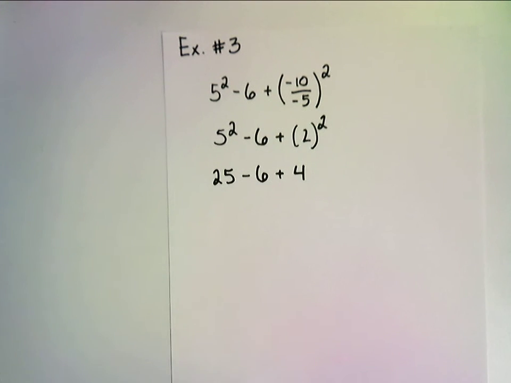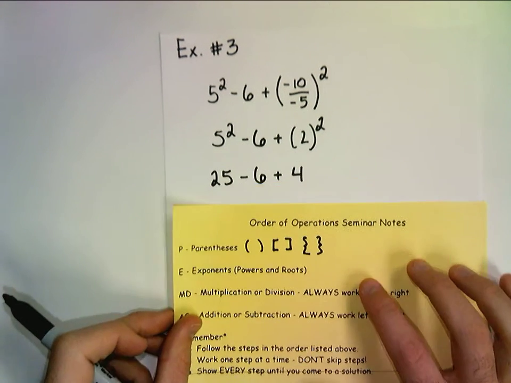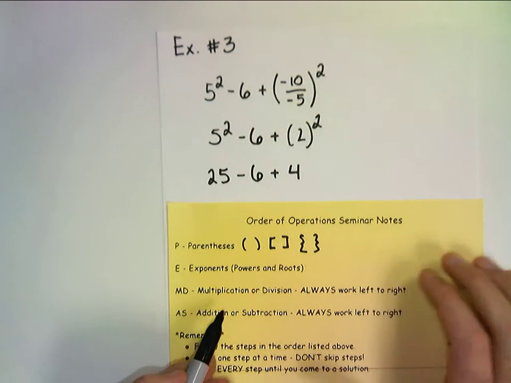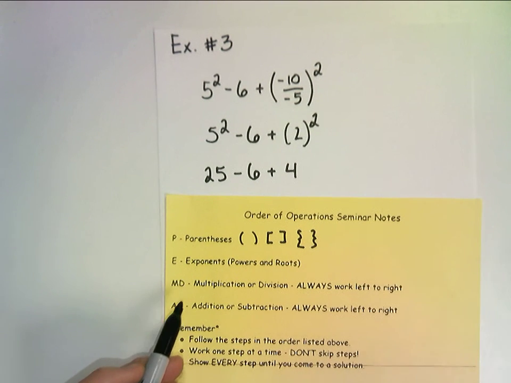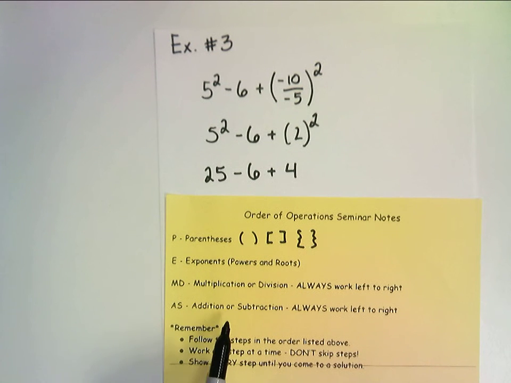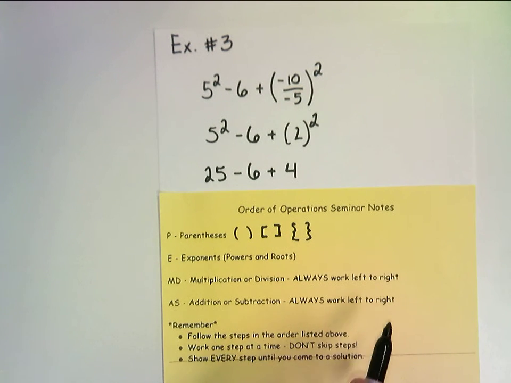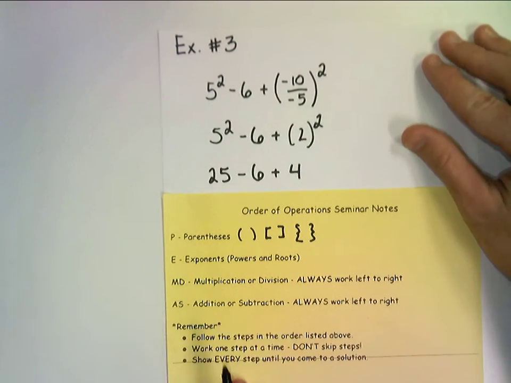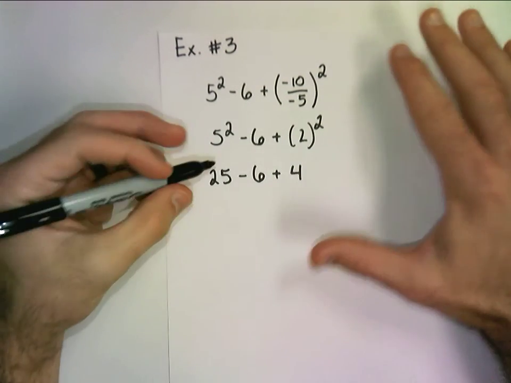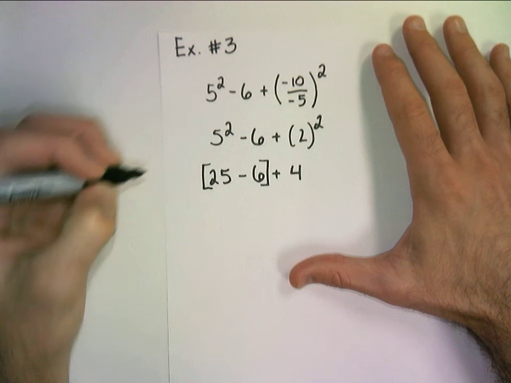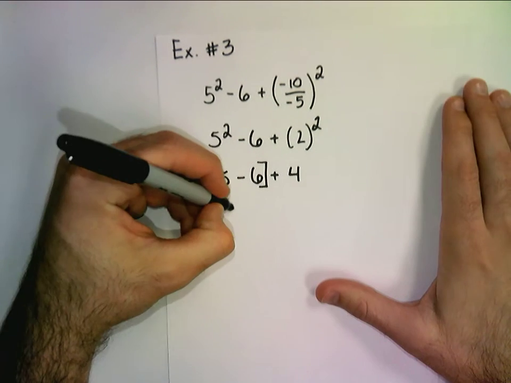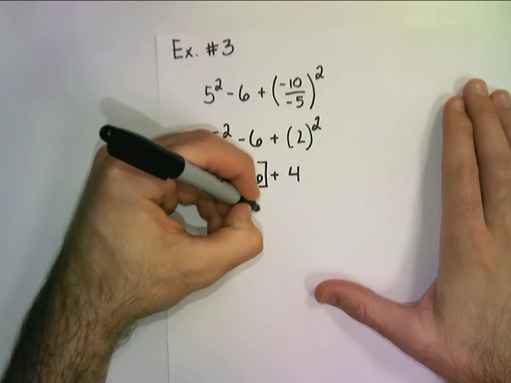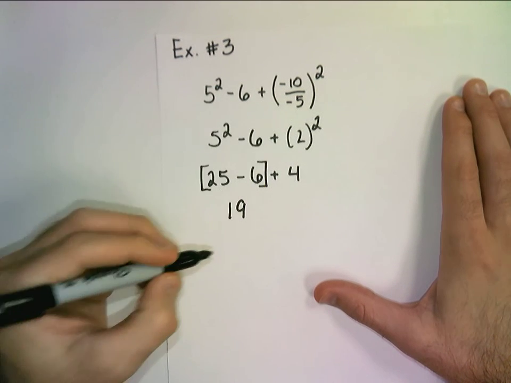Now let's refer back to our list here real quick. We don't have any multiplication or division, so we're going to skip that step because it's unnecessary. We don't have anything there. And we'll move down to our addition or subtraction. Now remember, you're always working left to right. So we should first start with our 25 minus 6. So 25 minus 6 would give me 19. And I still have a plus 4 here, so I'm going to bring that down.